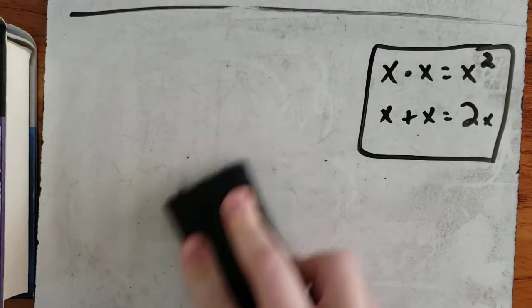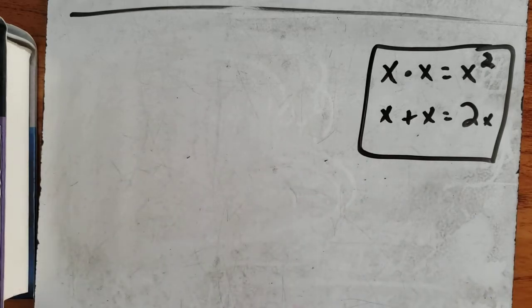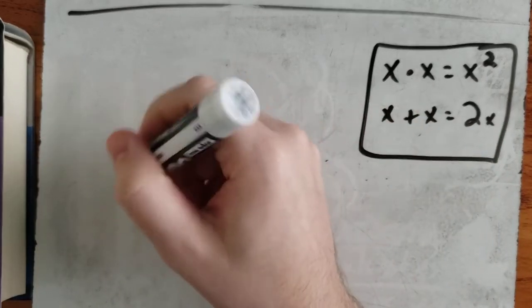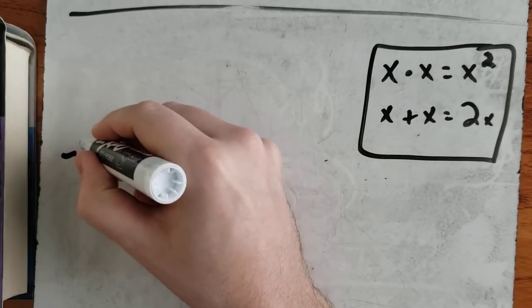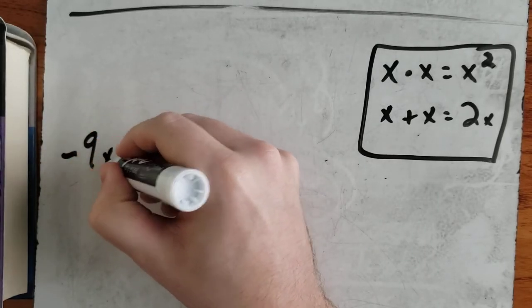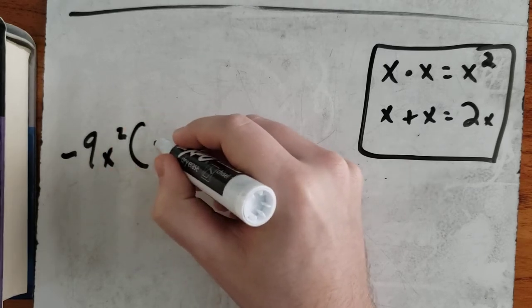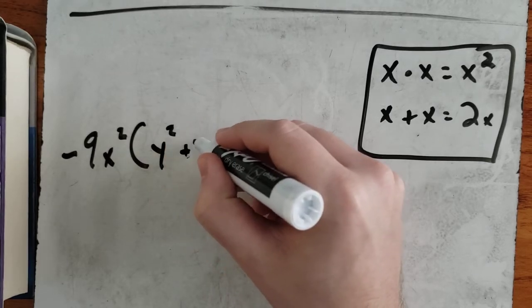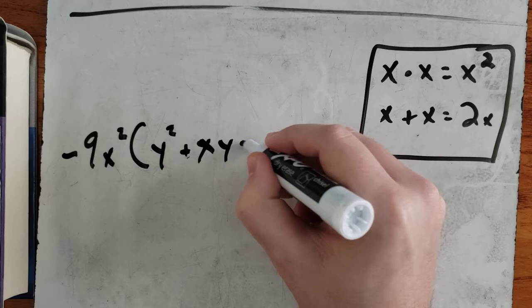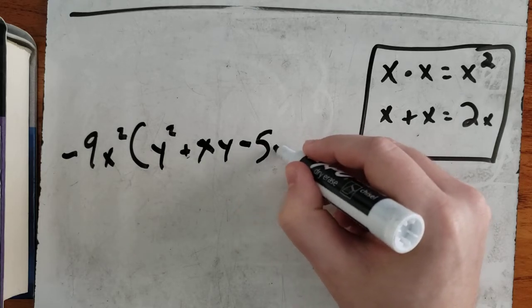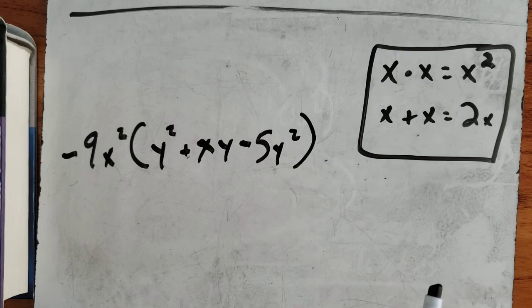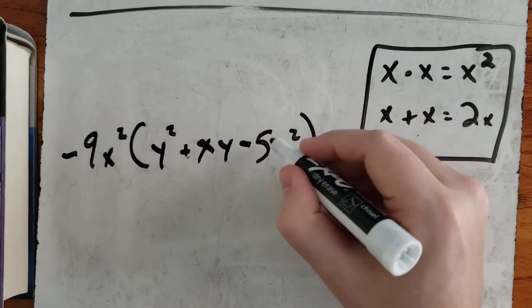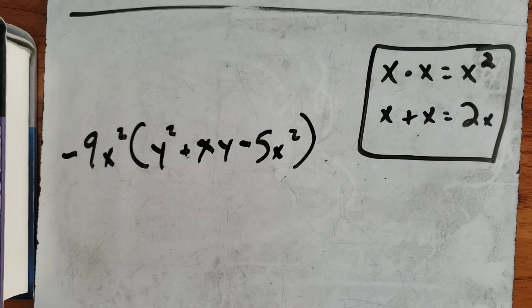All right. Let's finish up with this one. Let's do negative 9x squared times y squared plus xy minus 5x squared. Oh, sorry, 5x squared. Yeah. Okay. So, last one. Okay, ready for this one? All right. You got this.